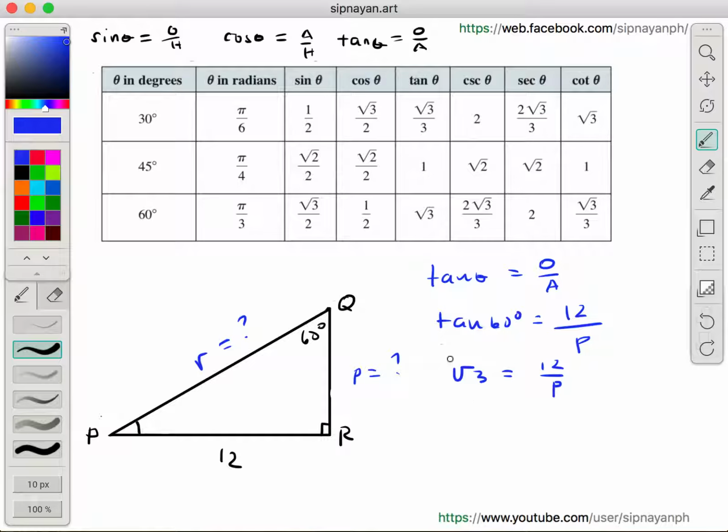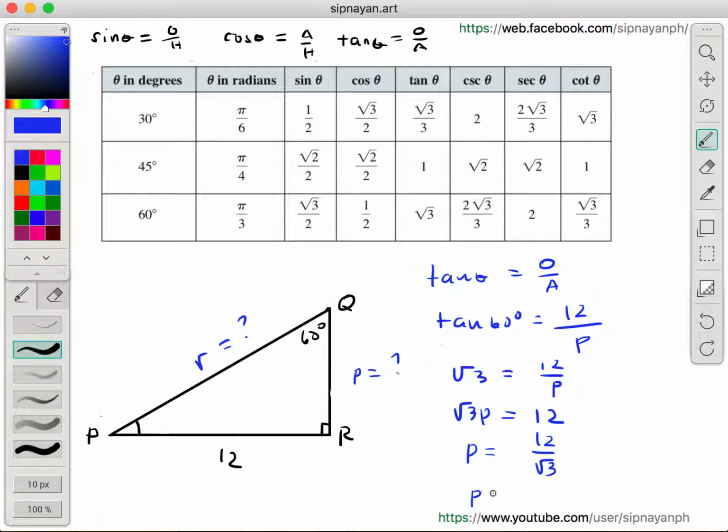So, we multiply both sides by P. If we multiply both sides by P, magiging square root of 3 P equals 12 over P times P. Pag nag-times ako ng P dito, makakancel to. Matitira na lang 12. We want to isolate P, meaning P is equal to, we divide both sides by square root of 3, 12 over square root of 3.